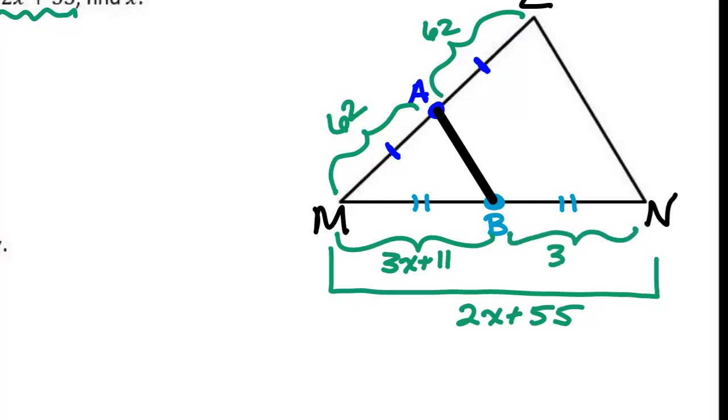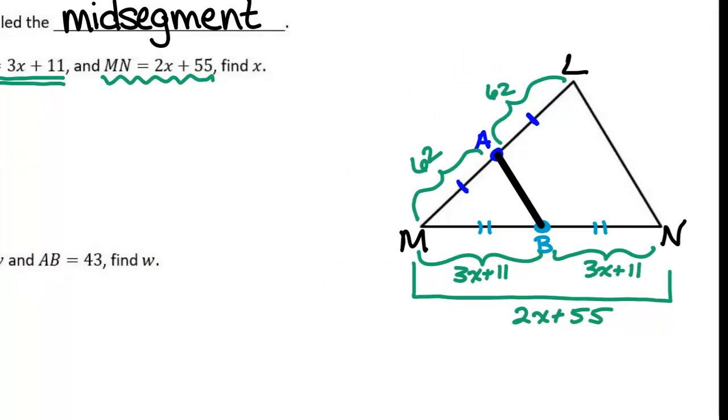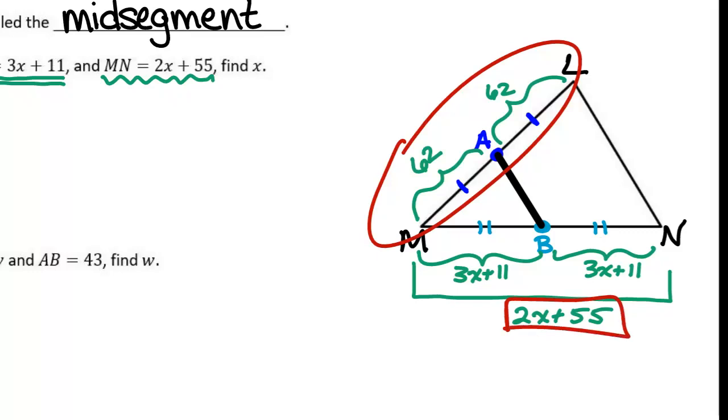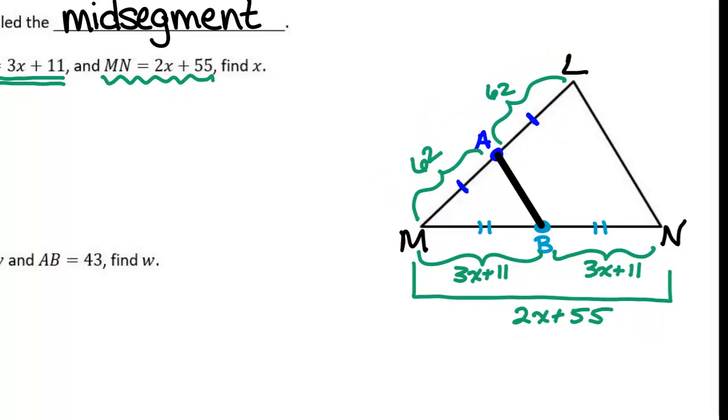NB would also be 3x plus 11. I want that to be the case, but we don't know that we have an isosceles triangle, so we can't add these two and set it equal to this. But I do see two things that we could add together and set equal to 2x plus 55. MB and BN. If I add those two segments together, then I get that big long segment, right?